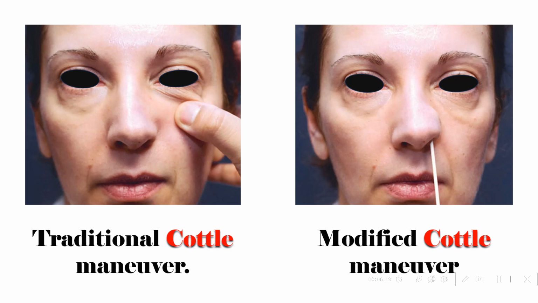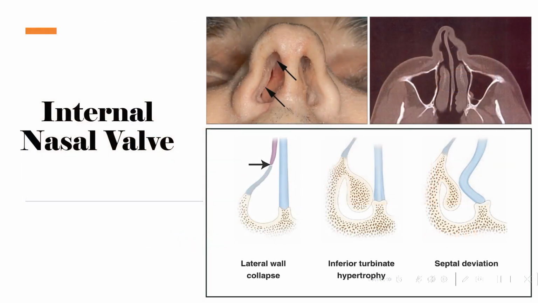Alternatively, a cotton-tipped applicator can be used to open the internal or external valve to evaluate for nasal obstruction at these sites. Narrowing of the internal valve angle is most frequently caused by either collapse of the ULC, bowing of the dorsal septum, or turbinate hypertrophy. In primary cases, partial collapse of the ULC is the most common cause and can be corrected with spreader grafts.